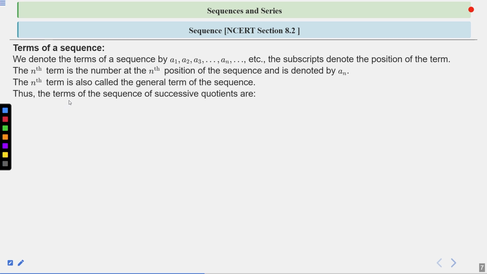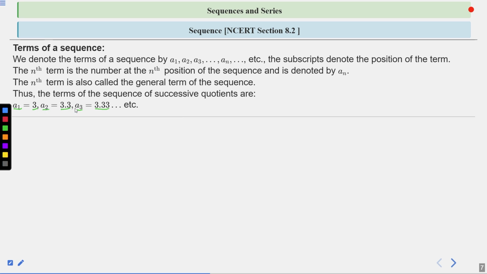Thus, the terms of the sequence of successive quotients are, by recalling the previous example, simply the first position term is 3, the second term is 3.3 denoted by A2, third term is 3.33 denoted by A3, and so on. Can you form the nth position term? Yes, AN is simply denoted by what? In that you are going to have 3.333 till n minus 1 times 3.